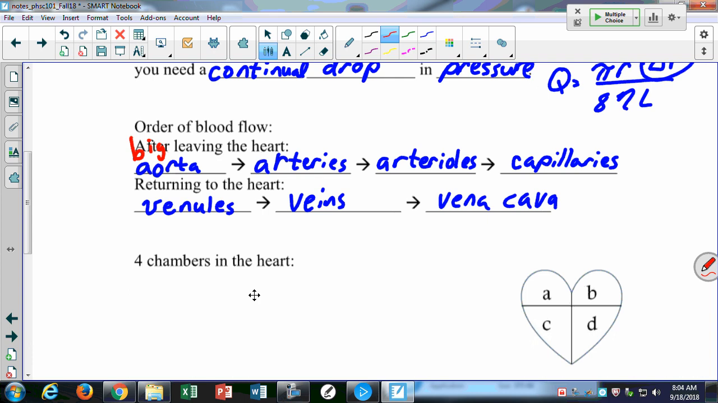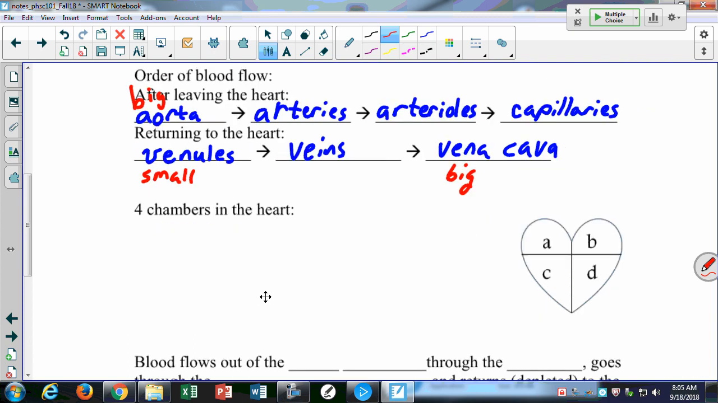Anyway, it's a big thing. And then you go down to arteries, and then the capillaries are tiny. We'll talk about the capillaries soon. And then returning, the venules are small. They're sort of like the equivalent of the arterioles. And then you come back to the vena cava, which is big.